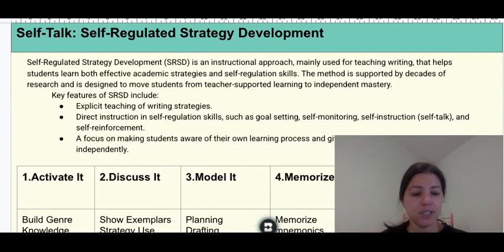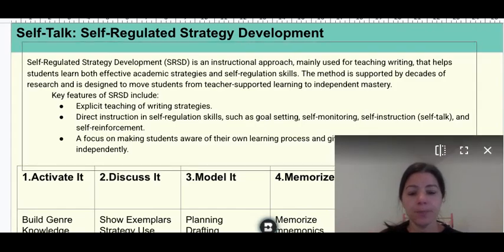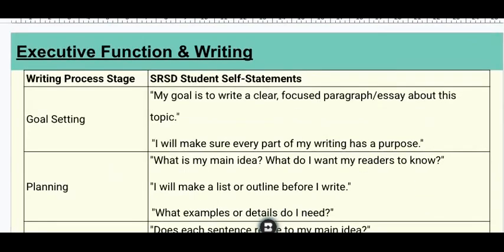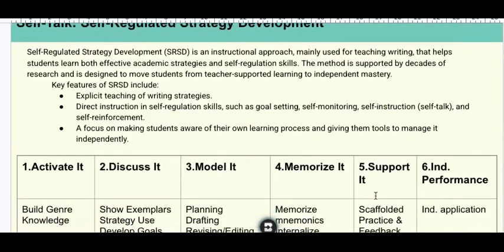And there's 6 stages to self-regulated strategy development. We have activate it, and that's where we're really building genre knowledge. We have discuss it, and that's where we're showing exemplars. We are talking about strategy use, developing goals, thinking of that do what section of our lesson. We're breaking down the prompt. And then we have model it, and that's where we're planning, drafting, revising, editing, showing them how to do it. Memorize it is where we're thinking about those mnemonics, right?